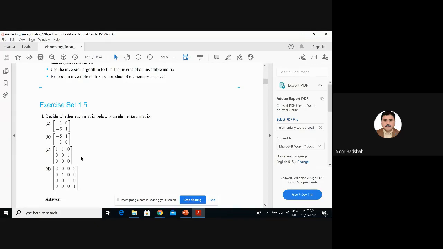What about part D? It is also not an elementary matrix, because it requires more than one row operation to make it an identity matrix. If you divide row number 1 by 2 first and then you subtract row number 3 from row number 1, it will become identity matrix.